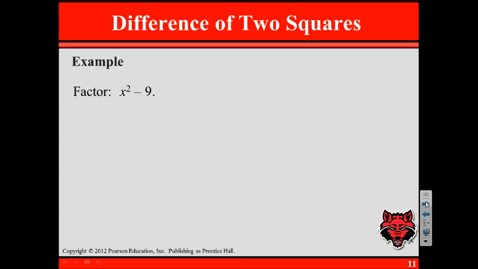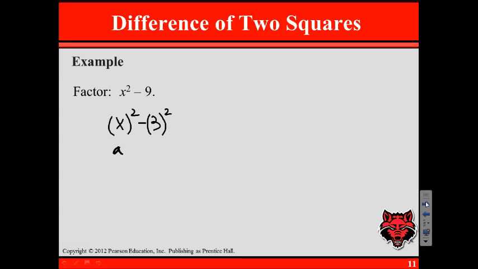So let's try an example. Here we want to factor x squared minus 9. We have 2 terms. There's a minus sign in between them, so it's possible that this will be a difference of 2 squares. The first term is already written as something raised to the 2nd power, x raised to the 2nd power. 9 can be rewritten as 3 raised to the 2nd power.